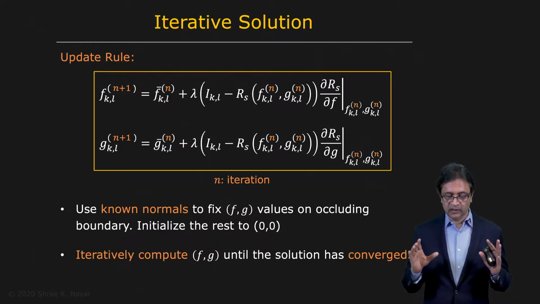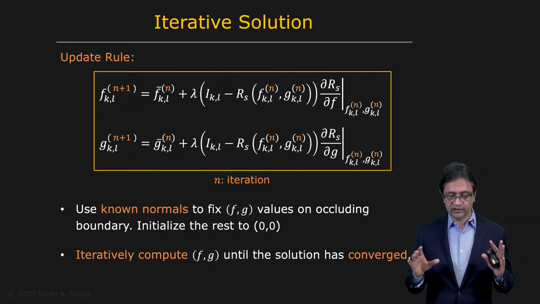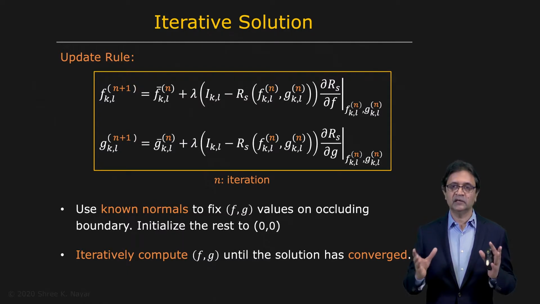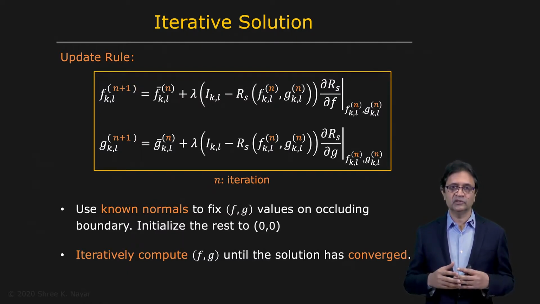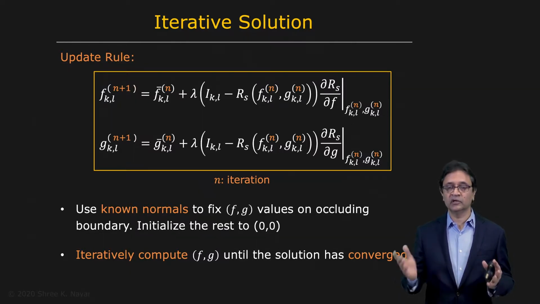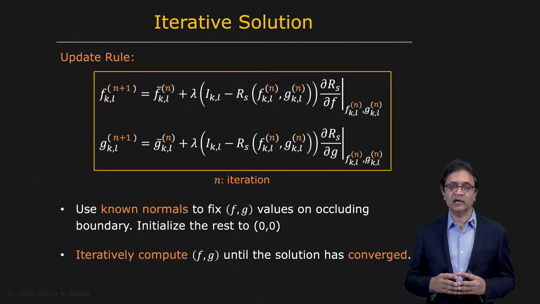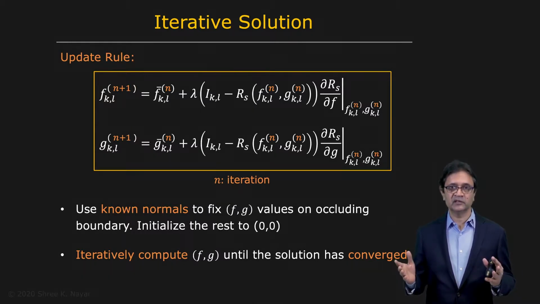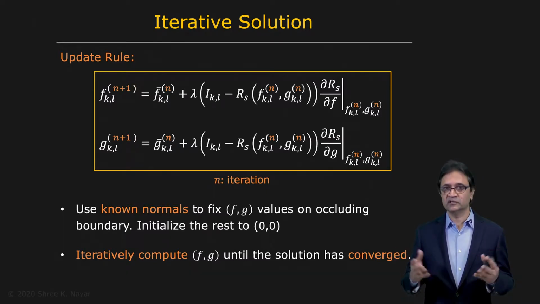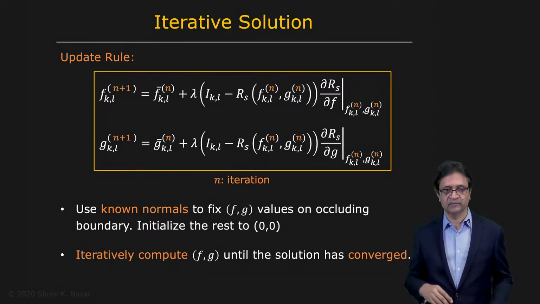So the one thing that I should emphasize here is that when you start the iterations, you can use 0, 0 for all the fg values, except the fg values on the occluding boundary, which you happen to know. These are very important. If you set everything to 0, 0, it's quite possible that the algorithm is just going to be stuck where it is. It'll just tell you that the fg values at all pixels are 0, 0, and it just gets stuck there.